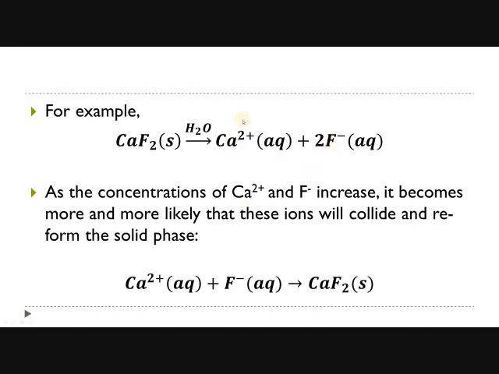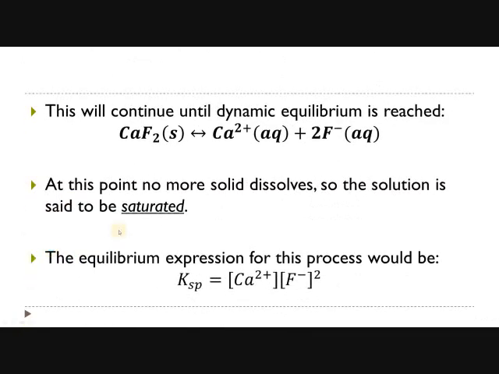If we initially start with 0 ions and only the solid, then of course the forward reaction will take place. But as we increase the concentrations of our two ions, it's more likely that these ions will collide and reform the solid phase. This is the reverse reaction, where the two products from the original reaction go back to the reactant. Since this reverse reaction is possible, we can get into a state of dynamic equilibrium.